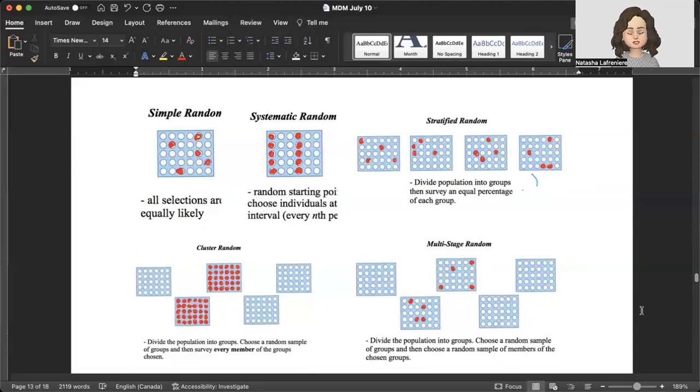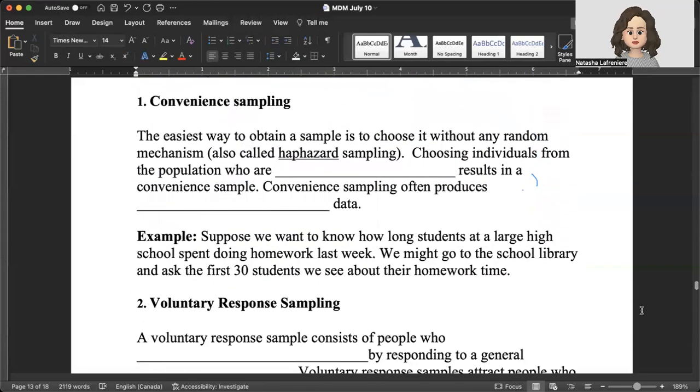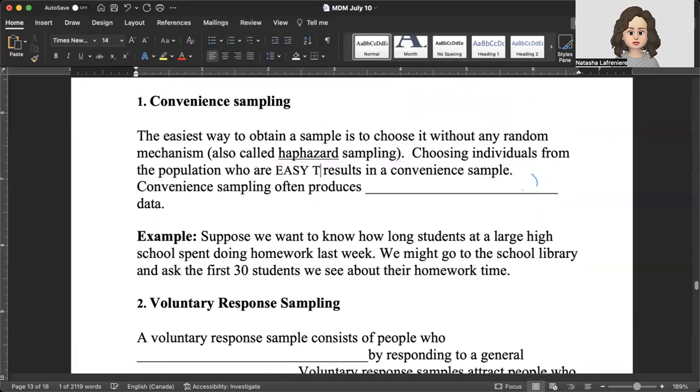So we also have types of non-random samples. So we have the convenience sampling. So the easiest way to obtain a sample is to choose it without any random mechanism. So that's called haphazard sampling. So choosing individuals from the population who are easy to reach. So, you know, the first person that answers the phone.